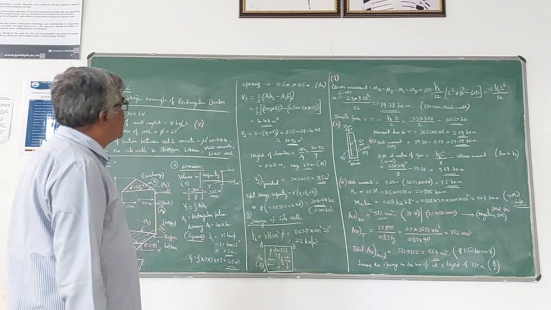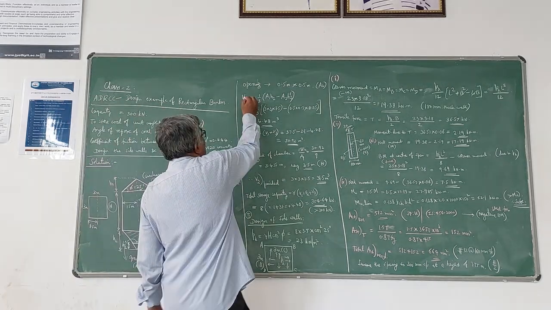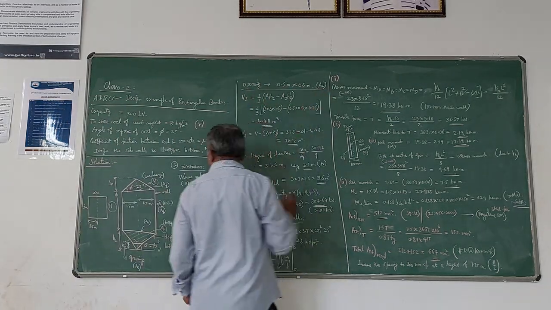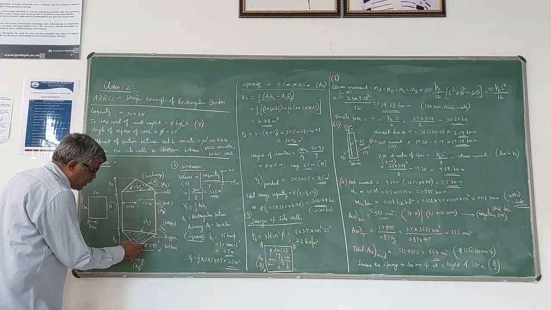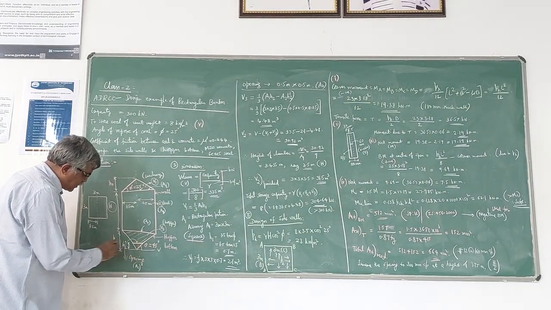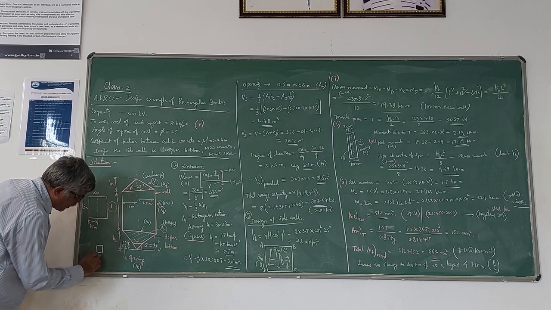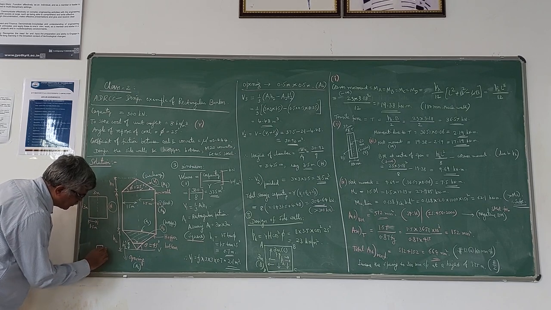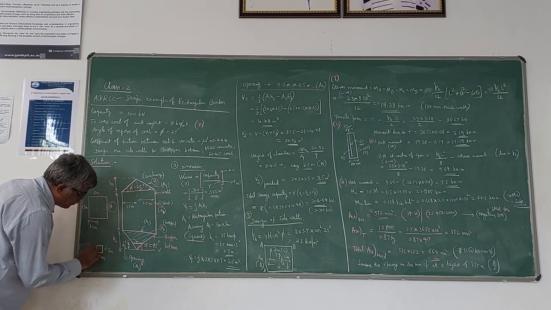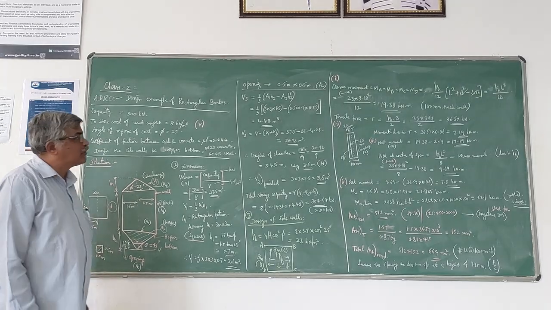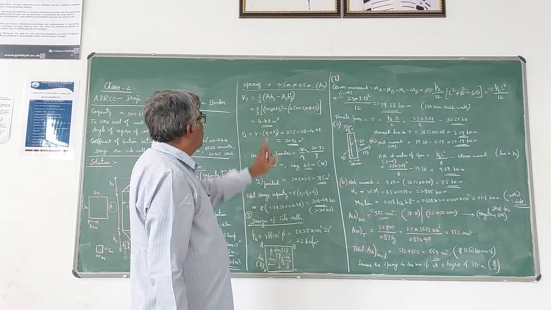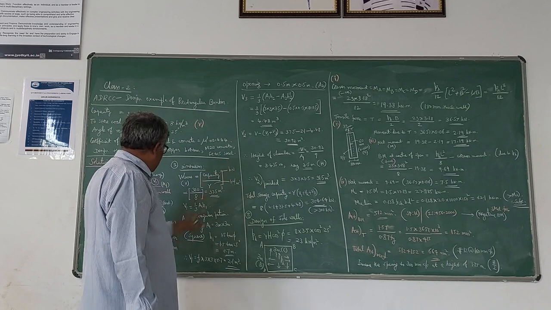Now next, I am going to provide an opening at the upper bottom here. So this opening, once again, I am going to take the size as 0.5 meter by 0.5 meter. So this is the opening, and the area of this opening is A2. So 0.5 by 0.5, that is A2. Now V3 I will calculate.